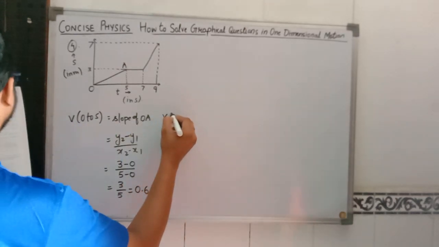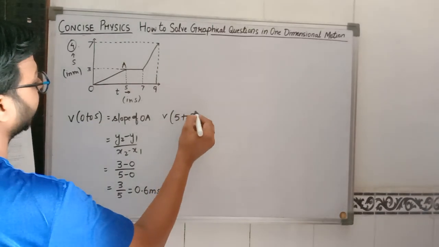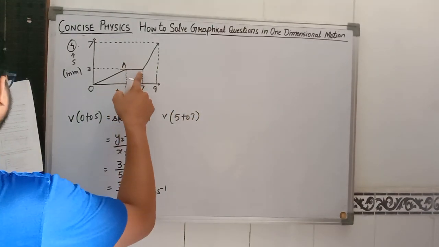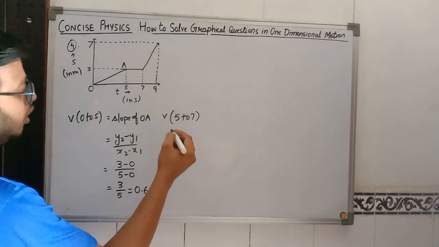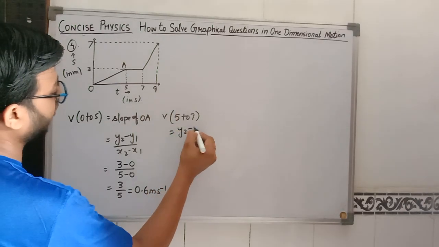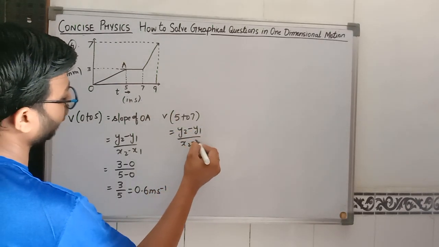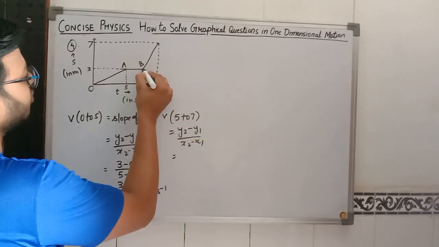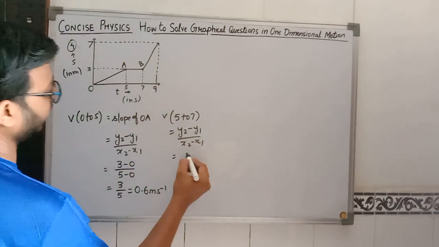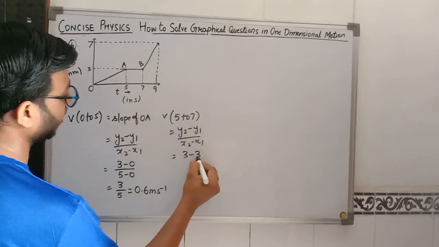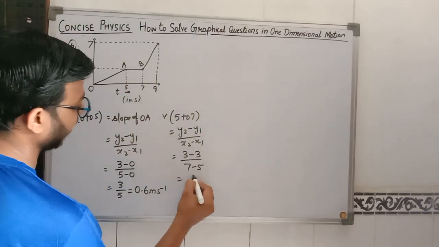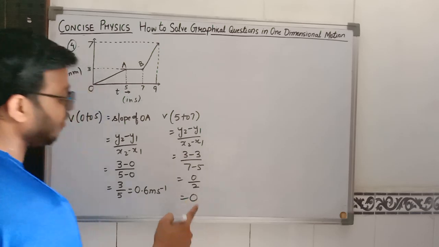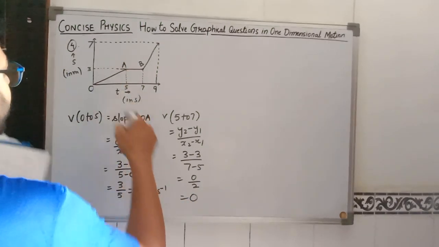Now we have to find the velocity from 5 to 7. We can see that from 5 to 7 the graph is parallel. Again we apply the same formula, y2 minus y1 upon x2 minus x1. Suppose this is AB. Here y2 is 3, y1 is also 3. So 3 minus 3 upon 7 minus 5, that is 0 upon 2. The velocity becomes 0 between 5 to 7 second.